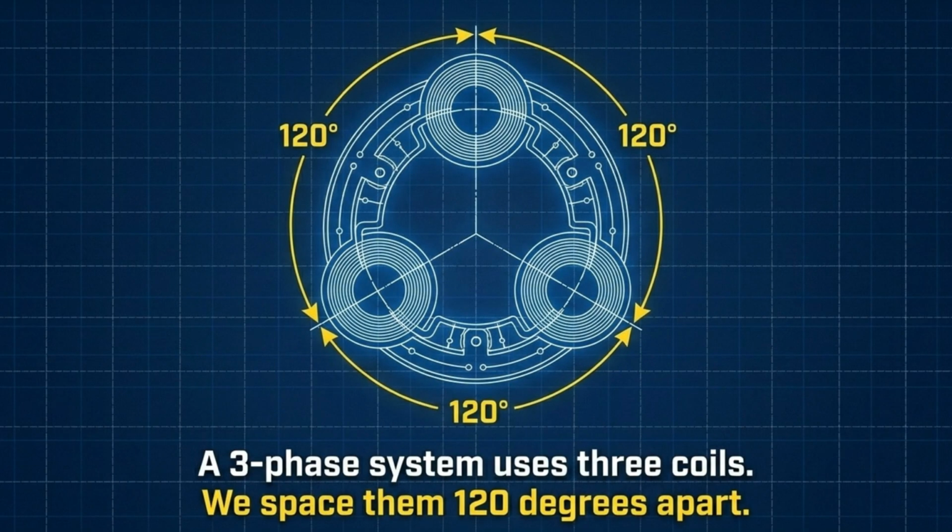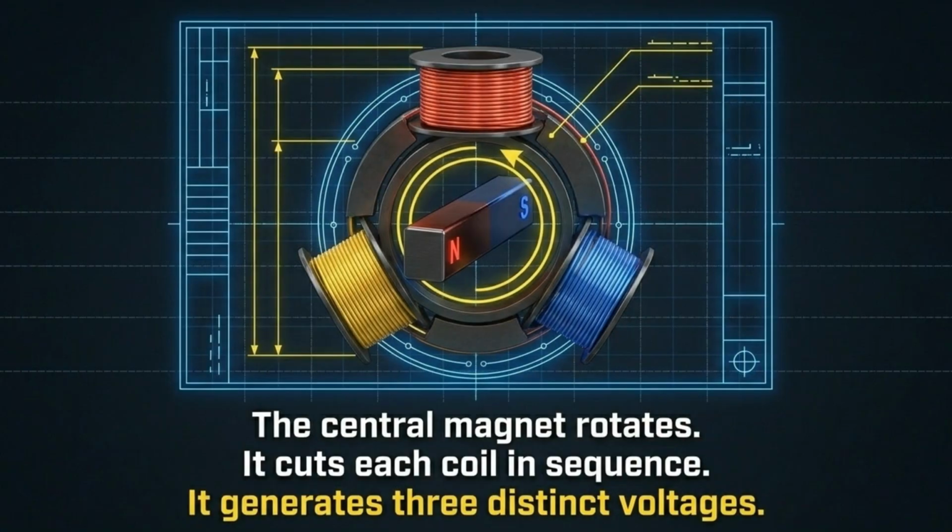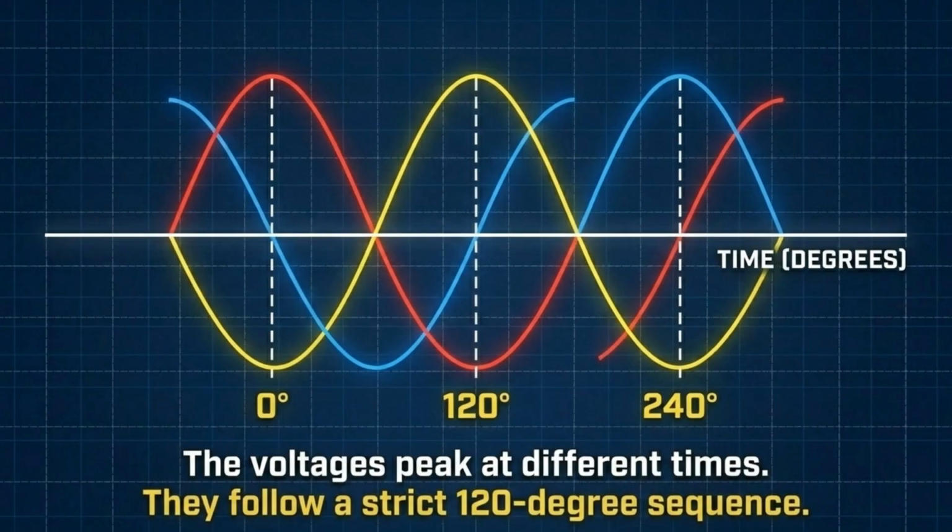To solve this, a three-phase system utilizes three separate coils. These coils are strategically spaced 120 degrees apart to provide more balanced power delivery. As the central magnet rotates, it cuts through each coil in a specific sequence. This action generates three distinct voltages. These voltages peak at different times, following a strict 120-degree sequence that keeps power flowing continuously.